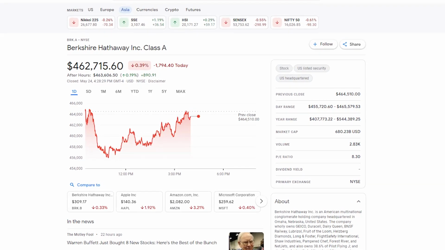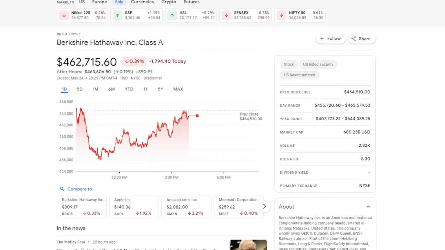If you look at the stock price of Berkshire Hathaway, one stock is trading for almost $500,000. Think about this. One stock is trading for almost $500,000. And that's because Warren Buffett never splits the stock of Berkshire Hathaway. Of course, there is the B version of Berkshire Hathaway, which is priced much lower than the main one. But the point is that Berkshire Hathaway never splits its stock.